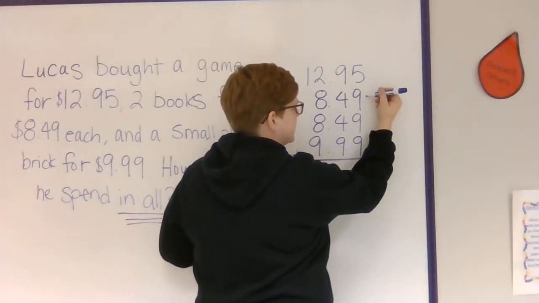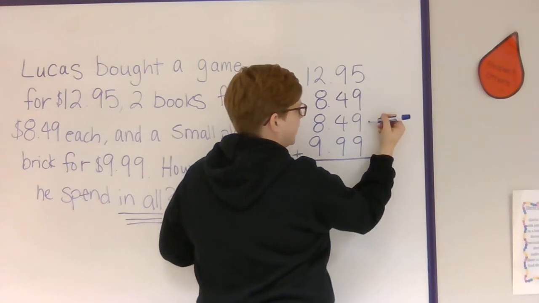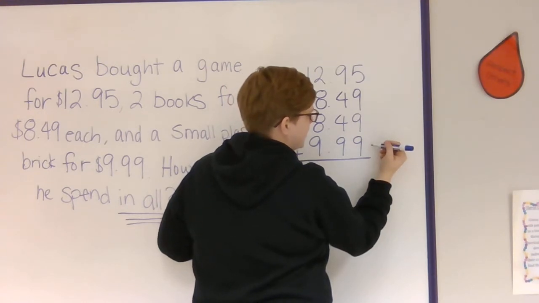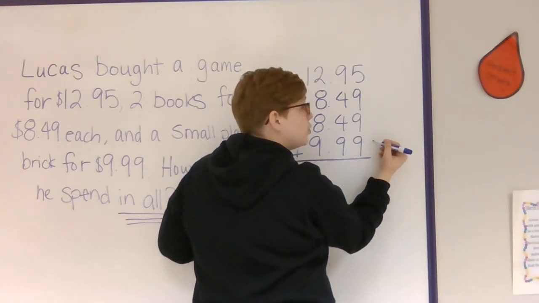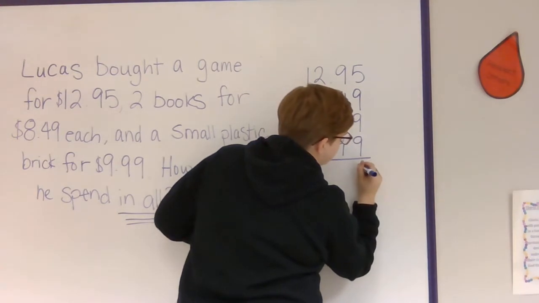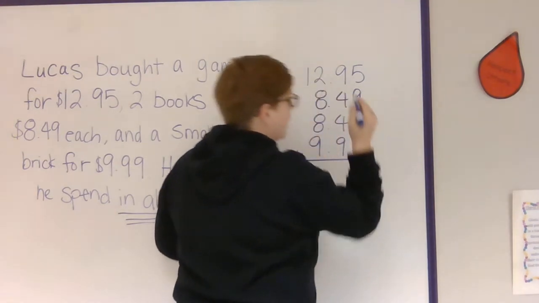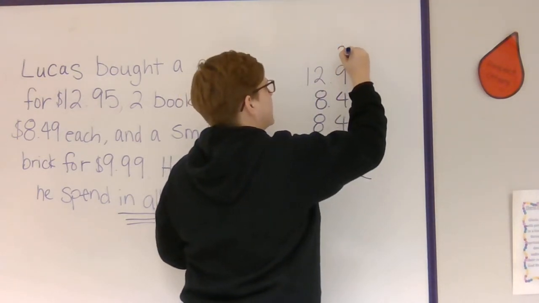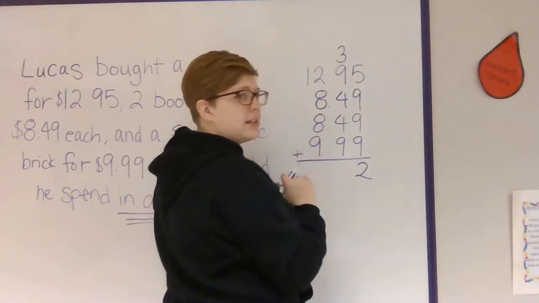5 plus 9 is 14. 14 plus 9 is 23. 23 plus 9 is 32. Since it's a 2-digit number, I'm going to put the 2 down here, and 3 is going to come take a piggyback ride up here above my second column.